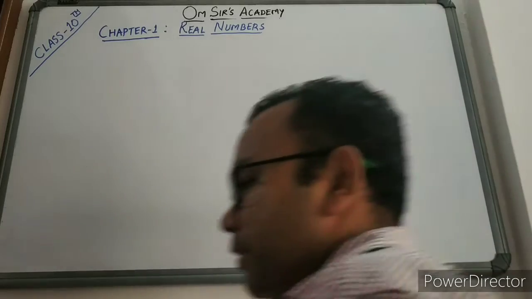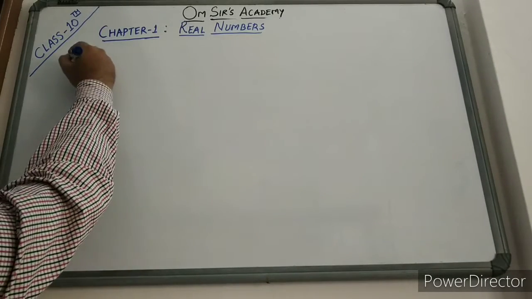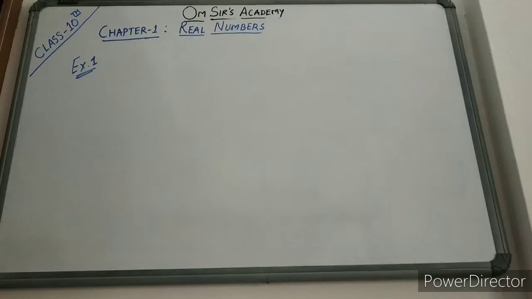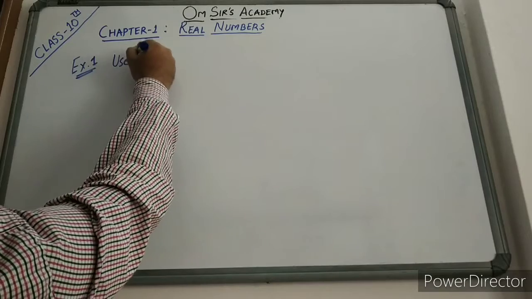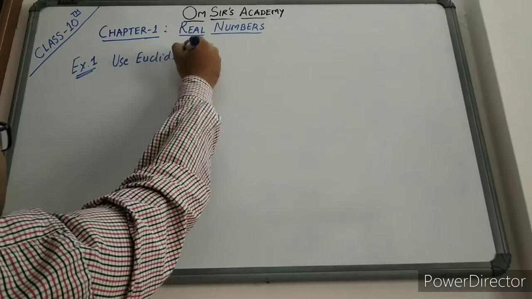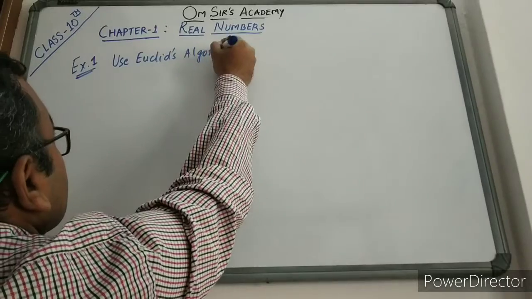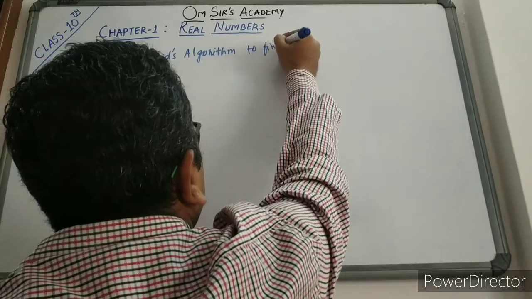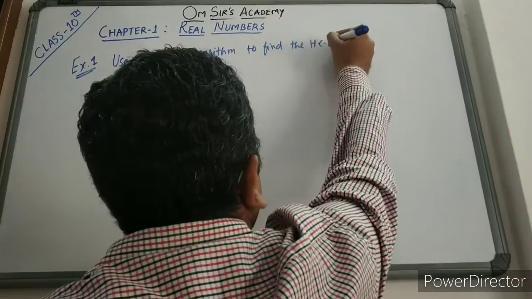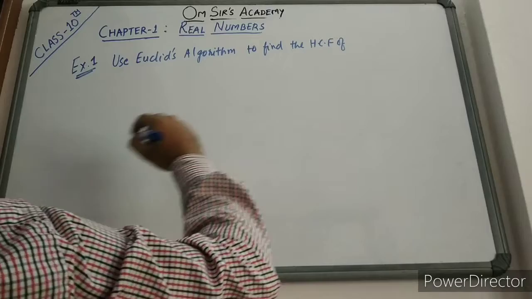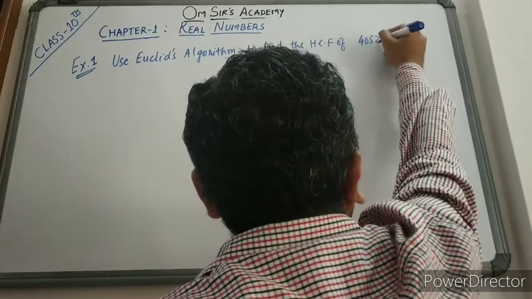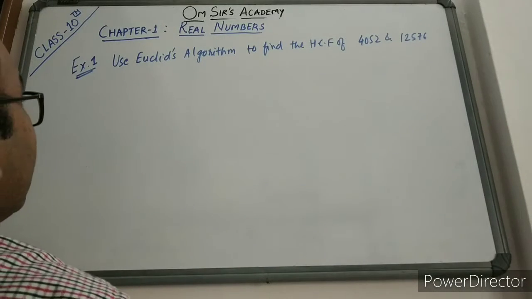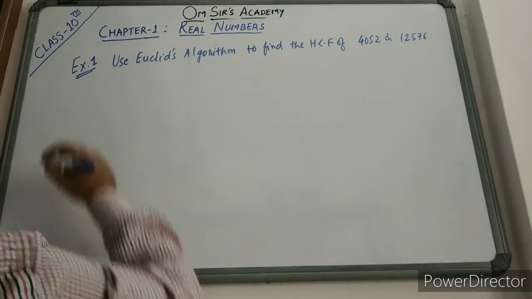So friends, let us start with some examples of the textbook. Example 1. What does example 1 of the textbook say? Use Euclid's algorithm to find the HCF of 4052 and 12576. Okay, so how will we use this Euclid's algorithm over here?